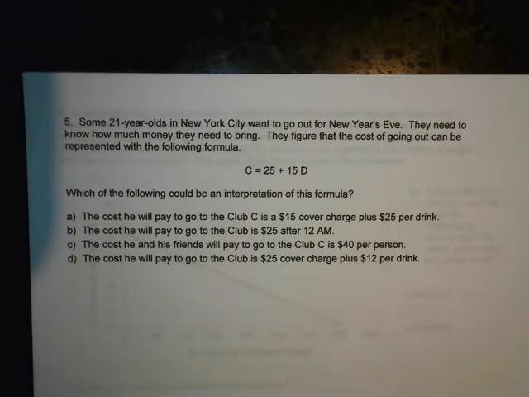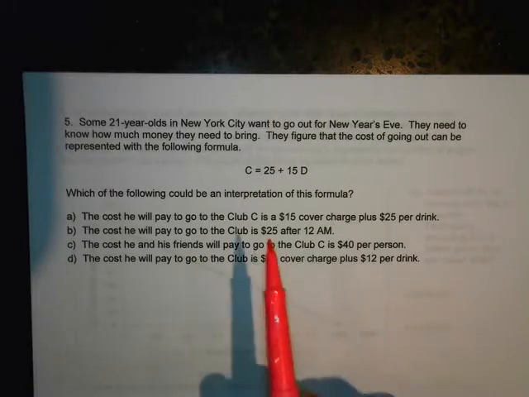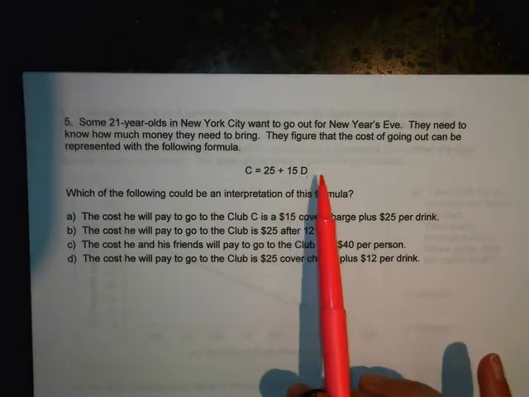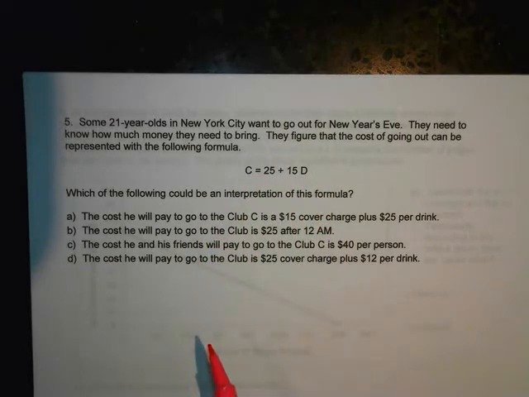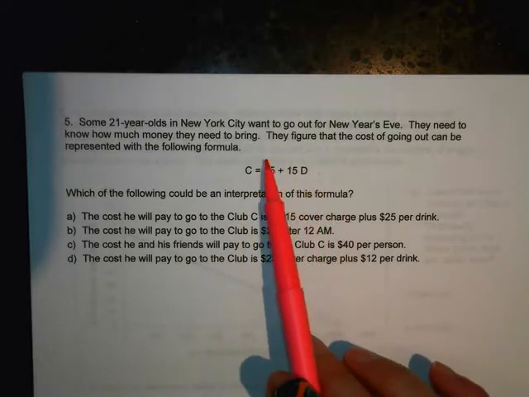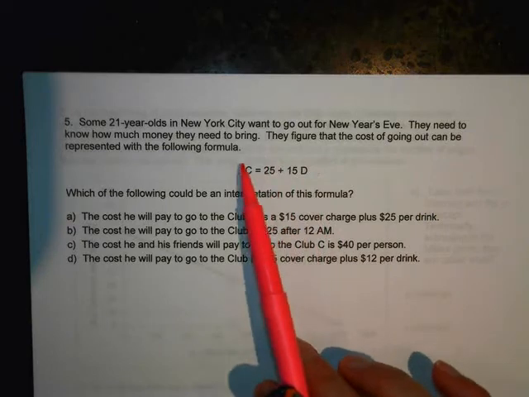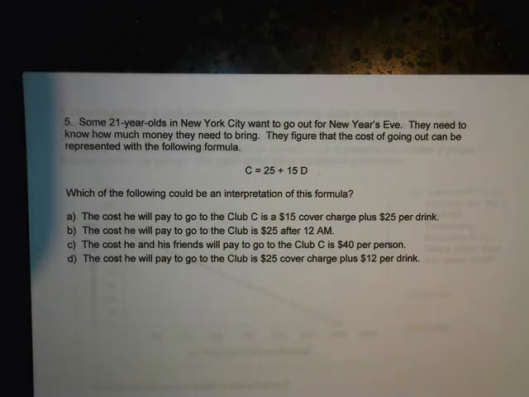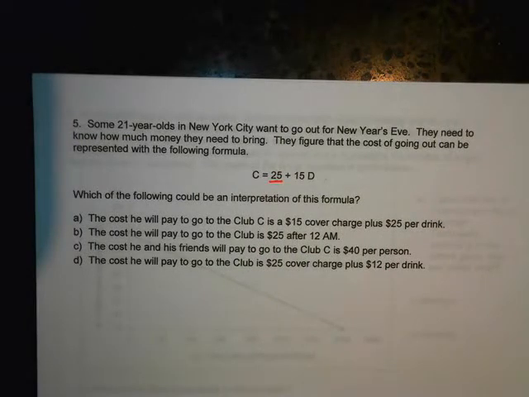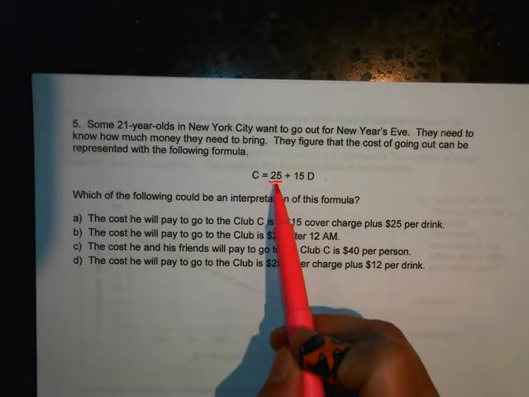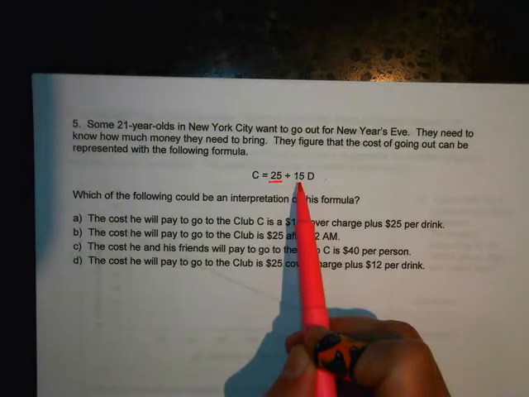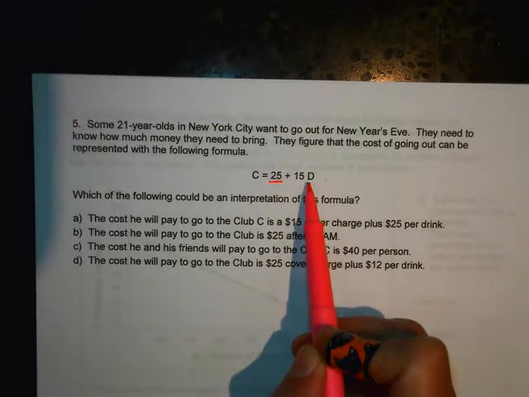All right, so we've got some people in New York City. They want to go out for New Year's Eve, and they need to know how much money to bring. So this is the formula that is going to help them figure out how much money to bring when they go out to a club. The starting value is $25. C is the cost, and D is the number of drinks. So it's $25 from the start, and then the cost is going to increase by 15 every time you purchase a drink. So $25 is the initial value, or the initial cost.